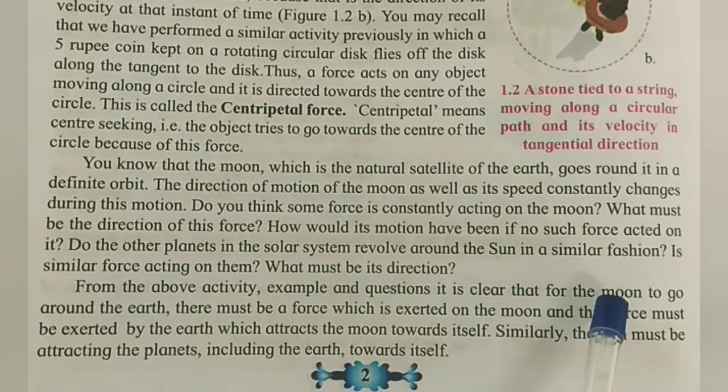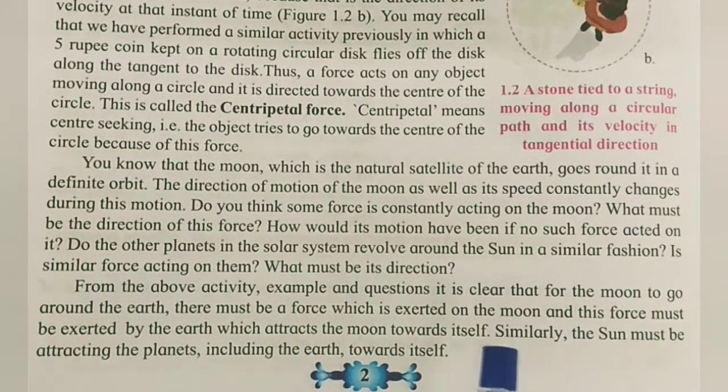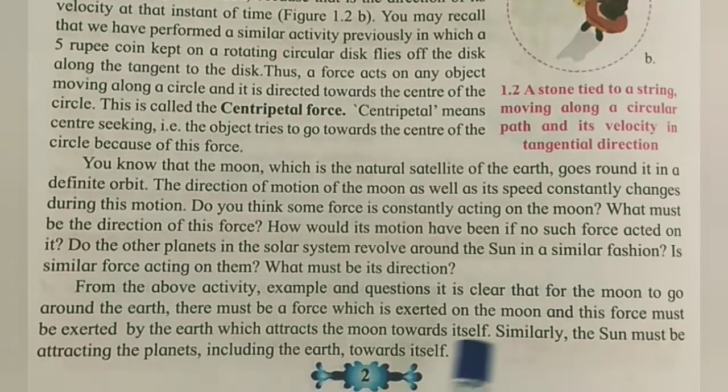So there is no string between the earth and moon, but there is one force acting between earth and moon. That's why the moon is rotating in a circular path around the earth. Also, the planets like earth and Saturn are moving in a circular path around the sun. There also one force is acting.